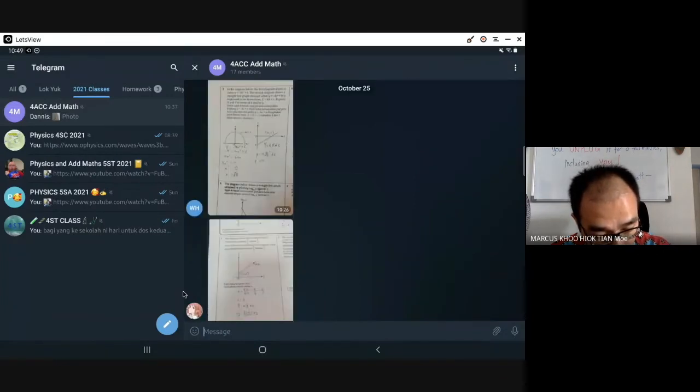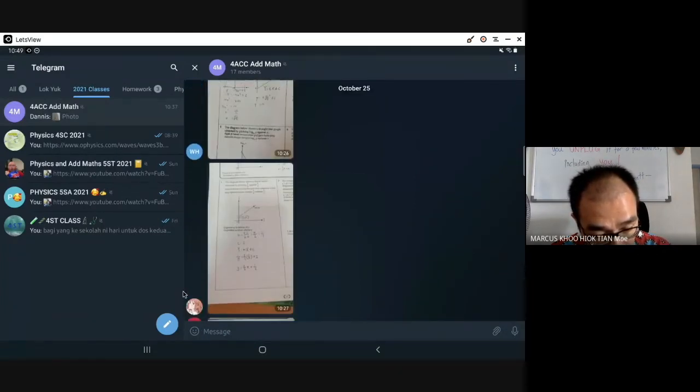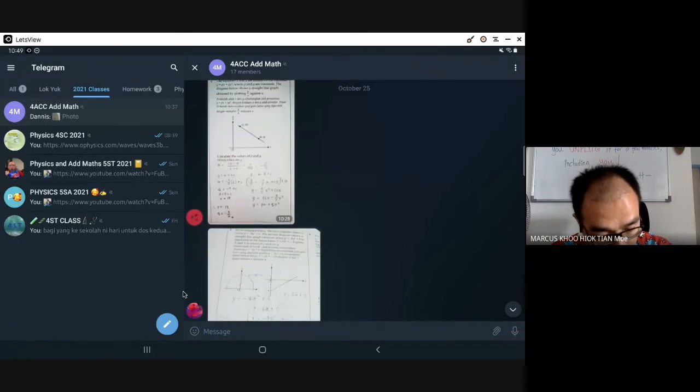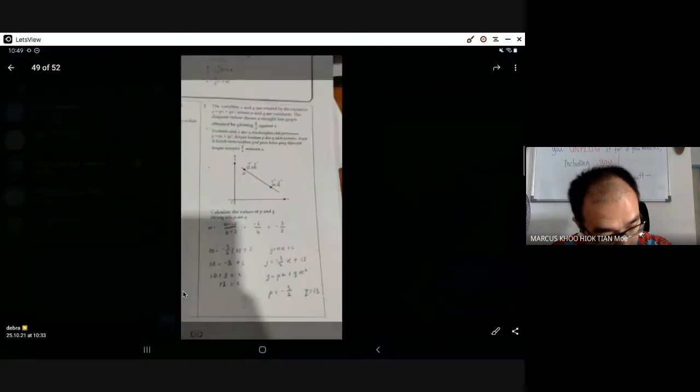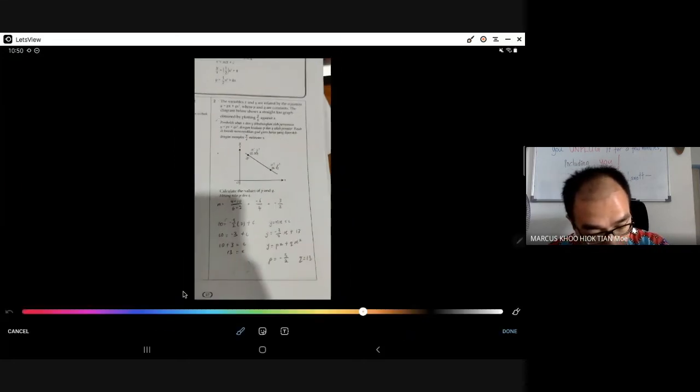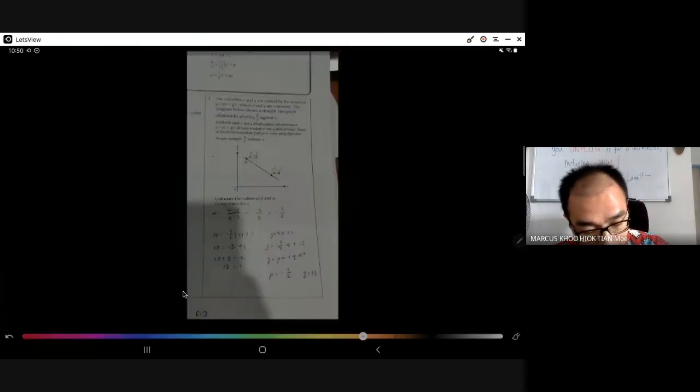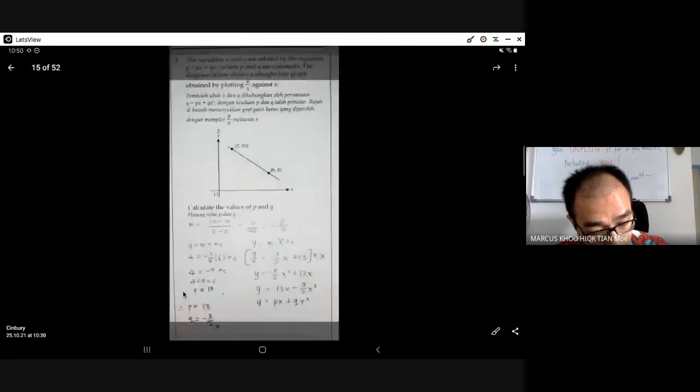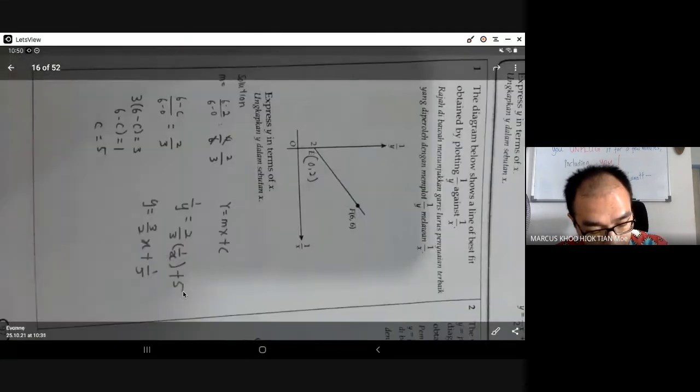Who else did number 2? I know the 4 girls did number 2. So this is Charlotte. This is Deborah. Deborah also got the same thing, except that there is no step over here. How come suddenly y equals to? So this part is wrong already. You got the answer? Actually, the answer is not correct, right? The answer is p equals 13, q equals negative 3 over 2.